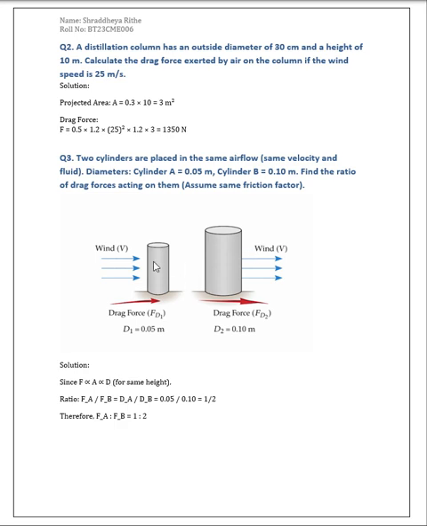Now considering the height is same for both the cylinders, we can have the ratio of the drag forces as the ratio of the diameters of the two cylinders. So FA by FB would be dA by dB, which is 0.05 by 0.1, which is 0.5. The ratio is thus 0.5, 1 is to 2.